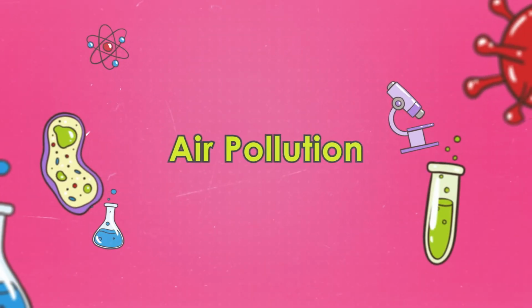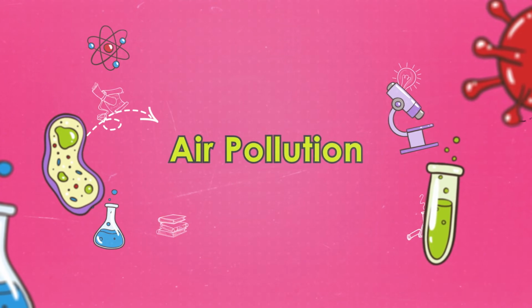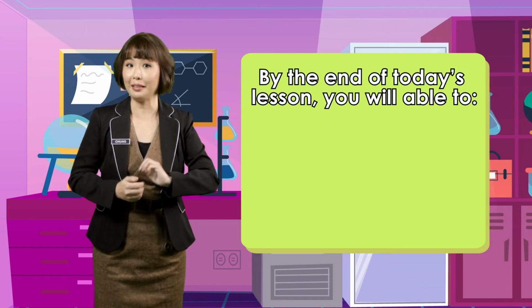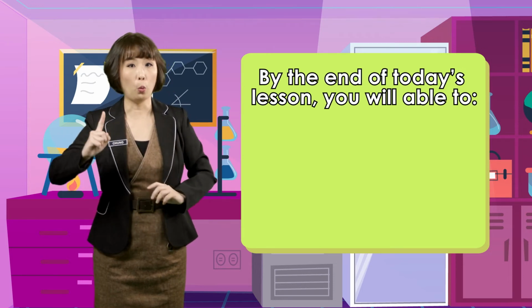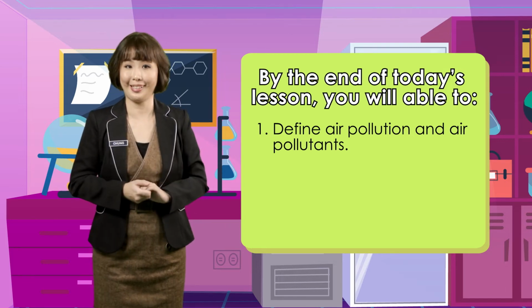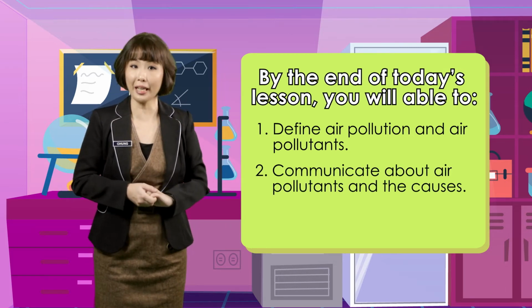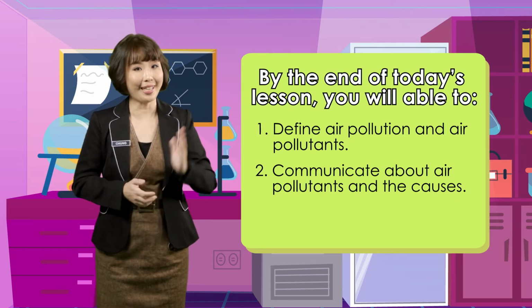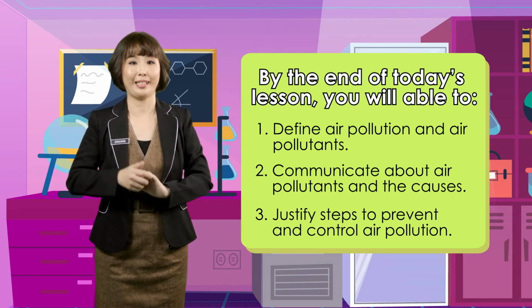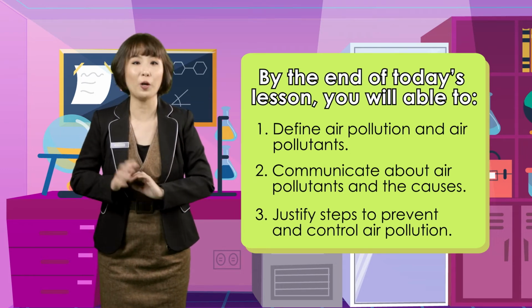Now, we have come to the last section for today. That is air pollution. At the end of the lesson, you will be able to 1. Define air pollution and air pollutants. 2. Communicate about air pollutants and the causes. 3. Justify steps to prevent and control air pollution.